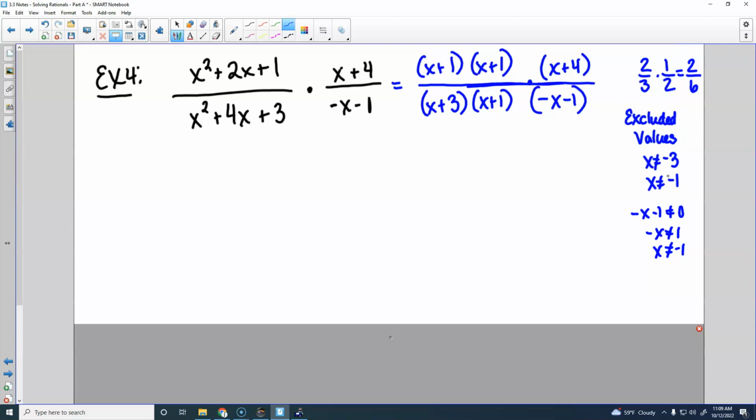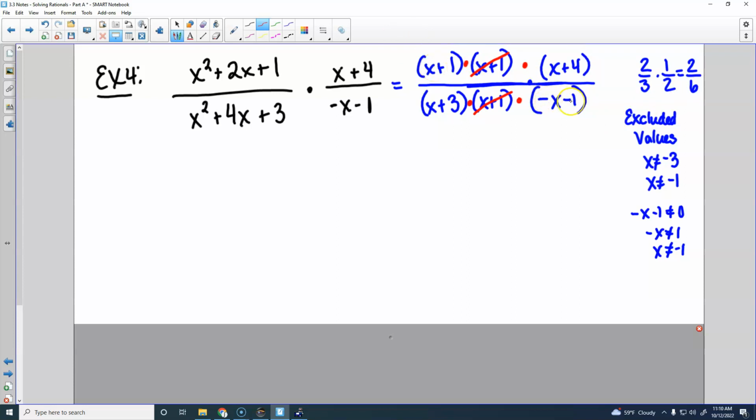Okay, so now that I've considered excluded values, I want to cancel anything that can cancel. I see this x plus 1 and x plus 1. Those can cancel. It is okay to cancel because we got multiplication here, multiplication here, multiplication in between everything, right? So we've got those canceled. Do you guys see anything else that might cancel? Yeah, because this is really close to canceling with this x plus 1, right?